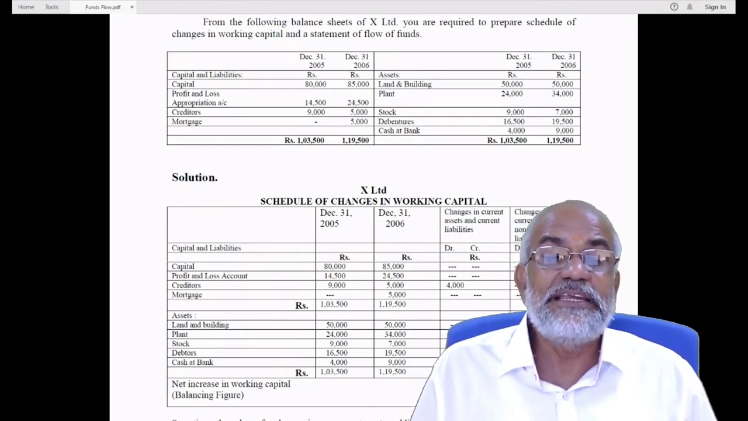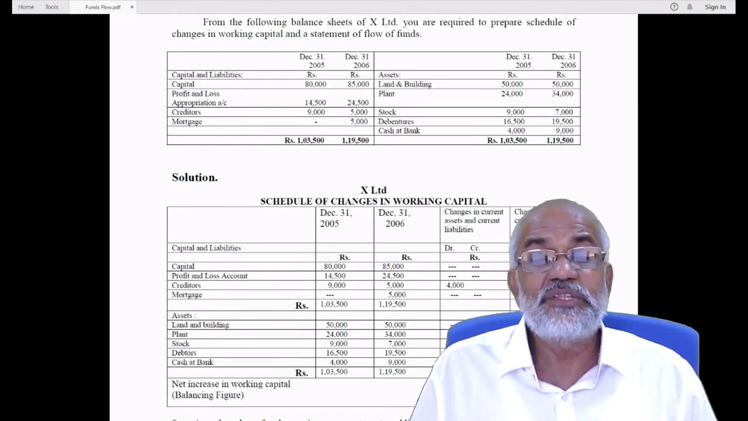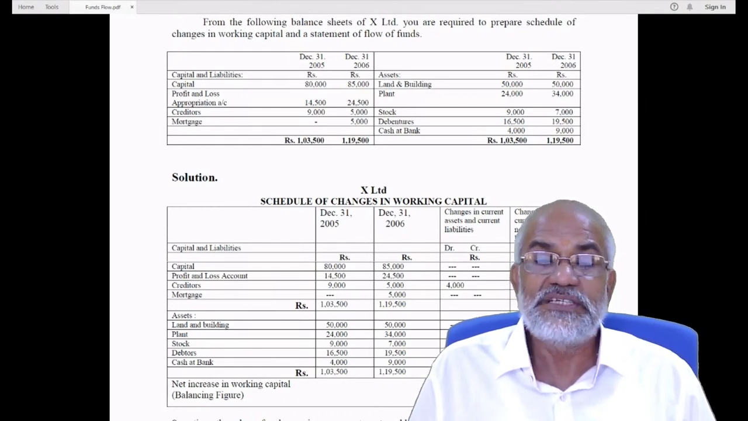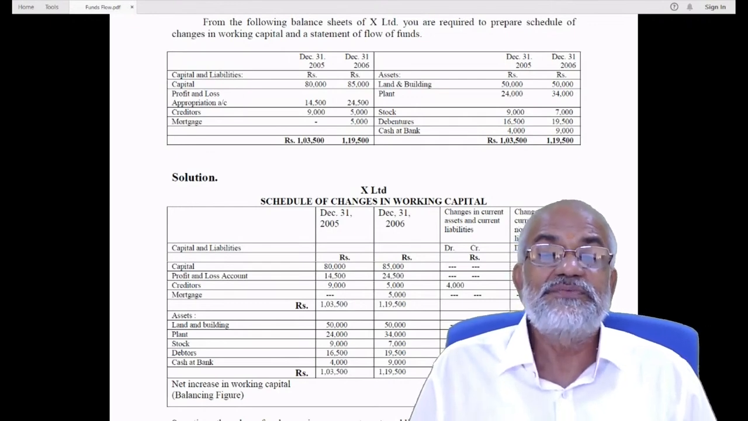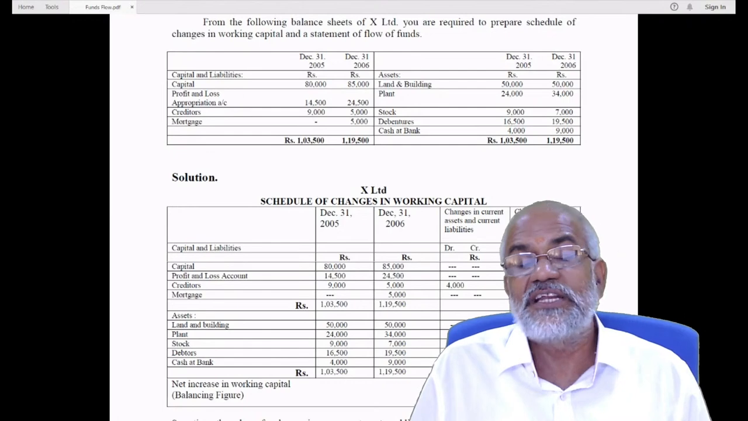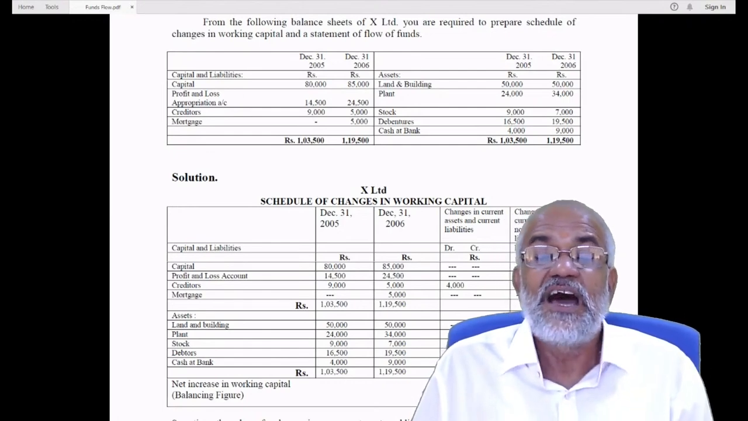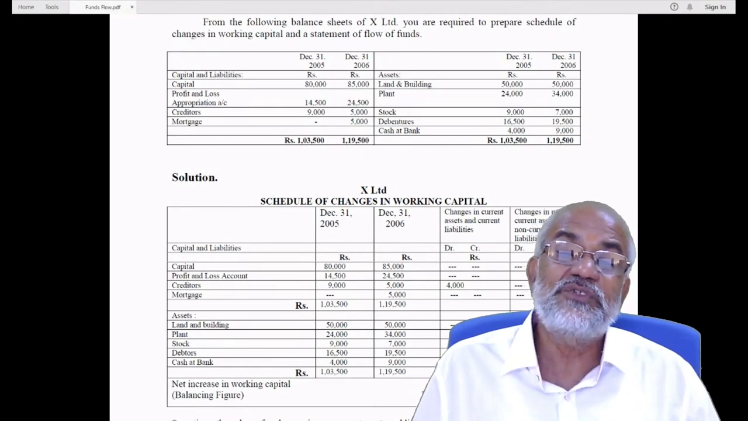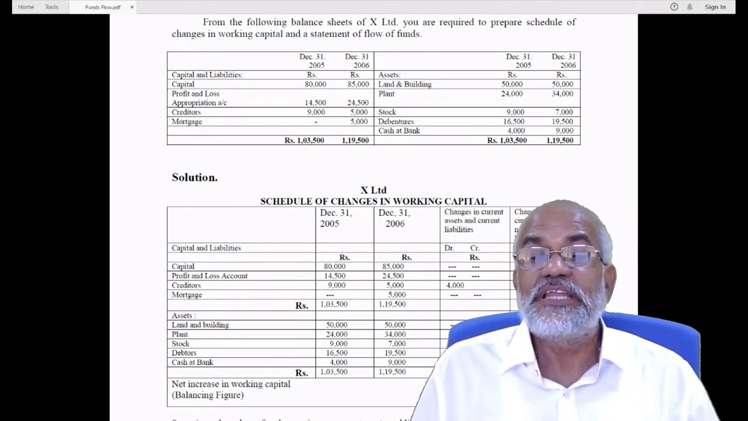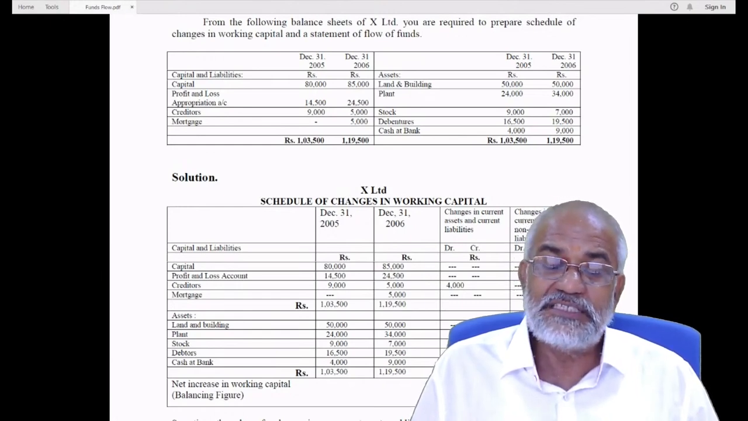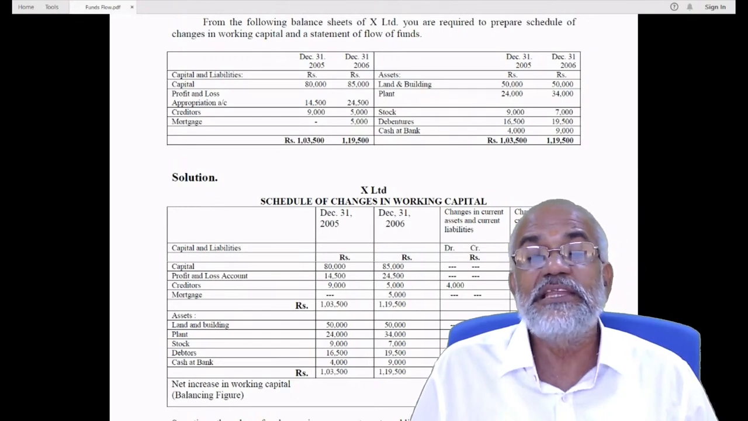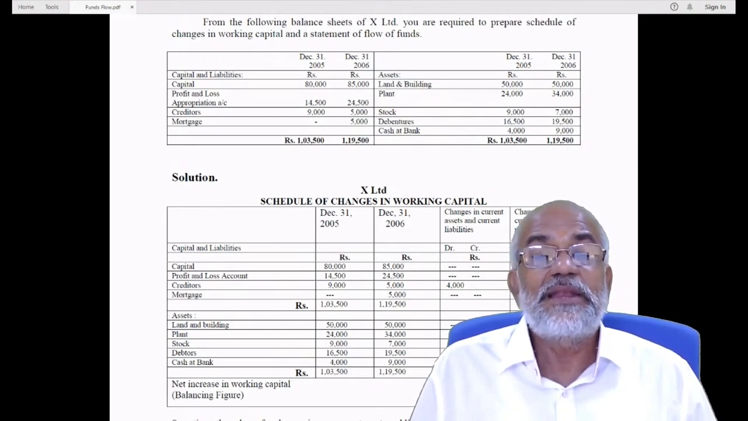So first is land and building. Land and building is an asset, whether current or non-current. Obviously it is non-current. It was 50,000 at the beginning, that is as on 31st March 2005, and 50,000 at the end, as on 31st March 2006. So there is no change in it. So all the four columns, changes in current category as well as changes in non-current category, both debit and credit, would be nil.